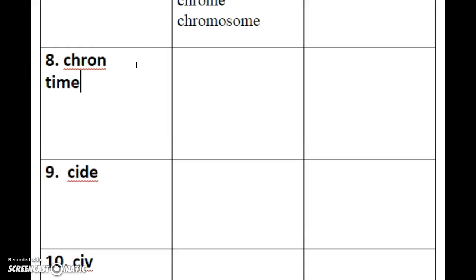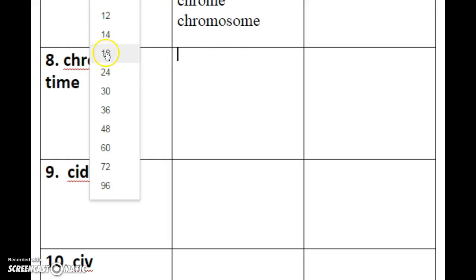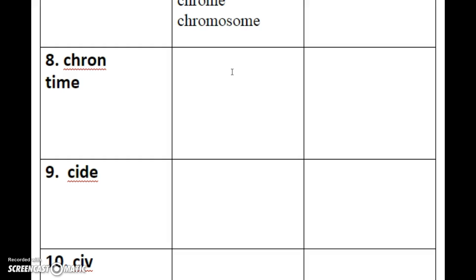So we have chrome color, chrone time, and the first one that I'm going to give you is a word that you need to use a lot when you're talking about stories, and that is chronological. And chronological means that it's logical, it's in order of time. So you start with what happened first, second, third, and so on.